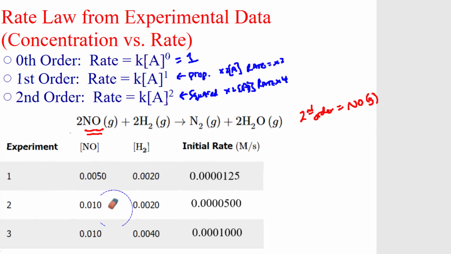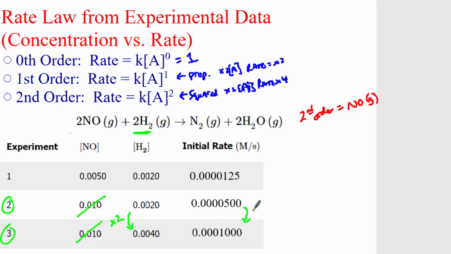Now we've got to next find out what's going to happen with the hydrogen gas. So we're going to zero in on the hydrogen gas. Which two experiments are we going to look at for the hydrogen gas? Well, let's look at 2 and 3. Why are we going to look at 2 and 3? Do you see why the NO stayed the same? It's not coming into play here. And look at what happens to the concentration of H2. It went from 2 to 4. It doubled, didn't it? And look at what happened to the rate. The rate went from 5 to 10, 0.000.